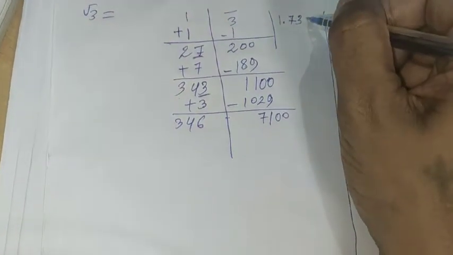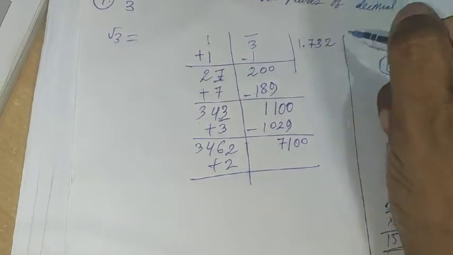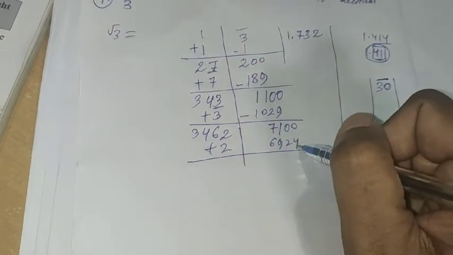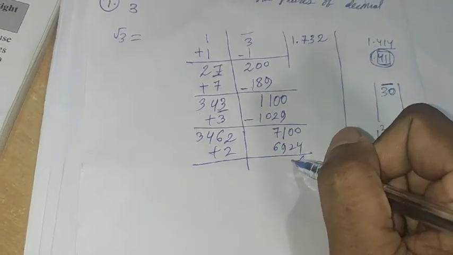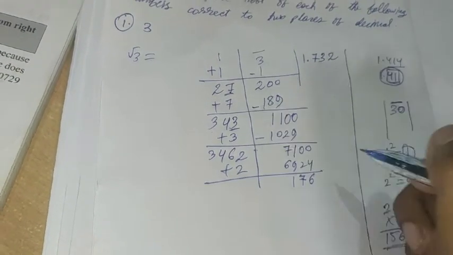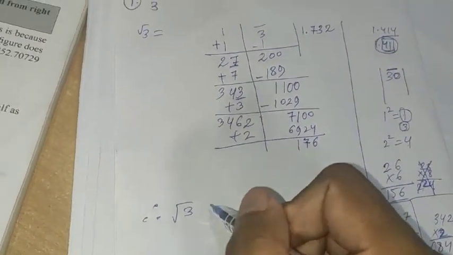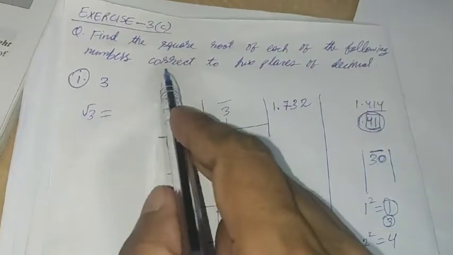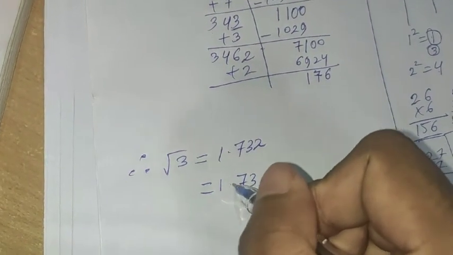So we will take 2. Put 2 in the divisor also, and what is our number? 6924. So 10 minus 4 is 6. Here we have 9. 9 minus 2 is 7. And 10 minus 9 is 1. Therefore root 3 is equal to 1.732, but we need it correct up to 2 decimals, so we will write it is equal to 1.73.